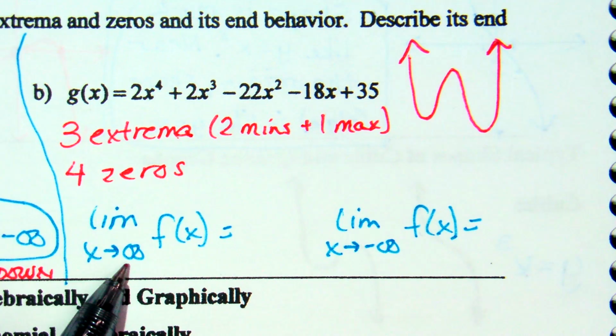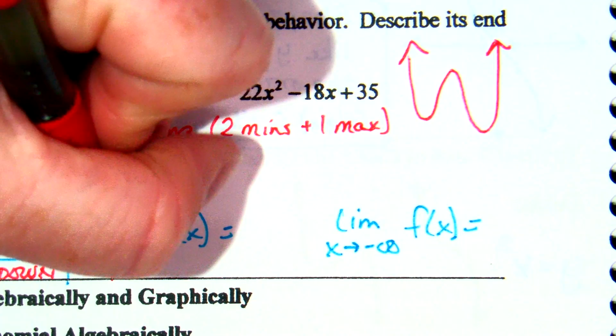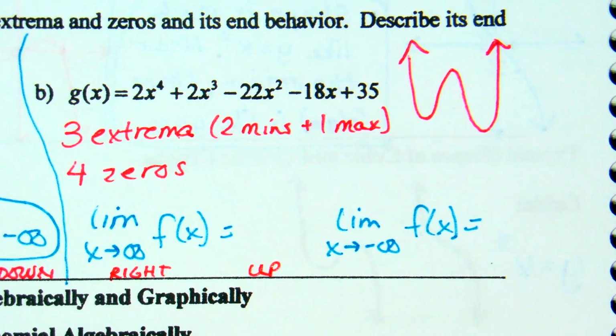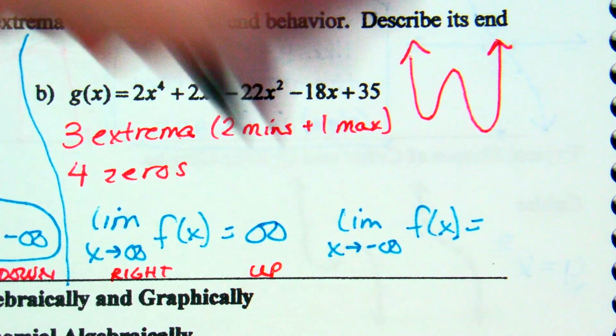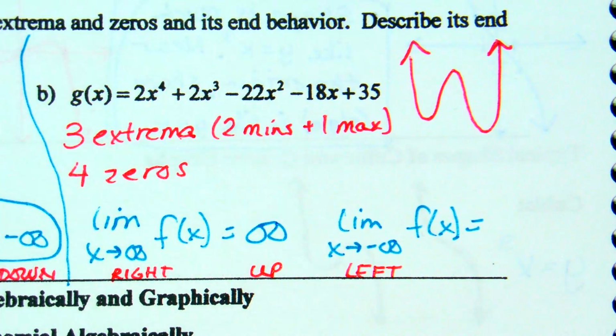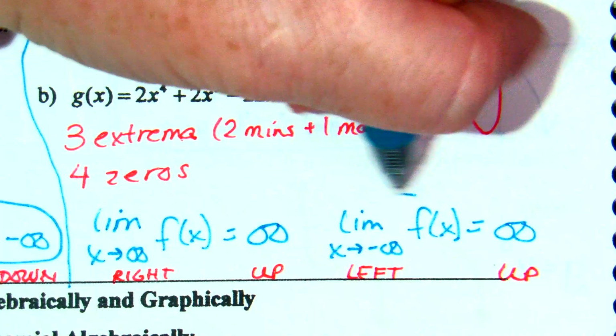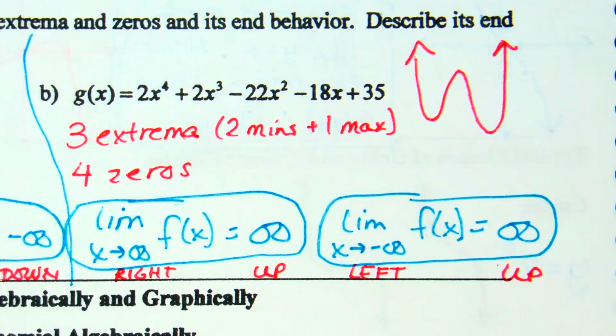As x approaches positive infinity, that's saying as x goes right, where's my graph going? Up. And up is represented with positive infinity. As x approaches negative infinity, that's saying as we go left, where's my graph going? Up again, which is positive infinity. Again, I'm not against you thinking in terms of left, right, up, down, but final answers are in terms of limit notation and using infinities. Okay?